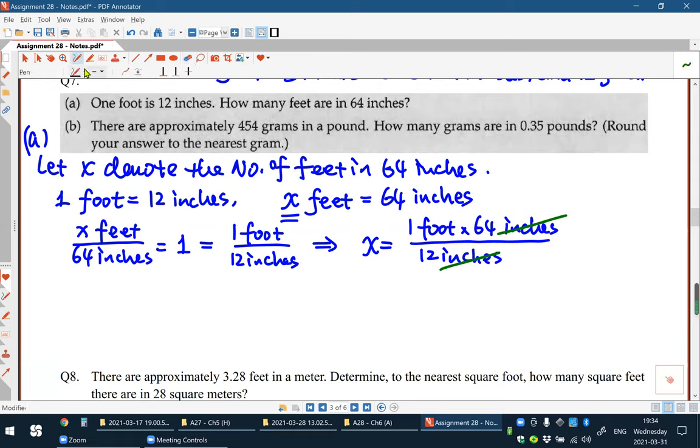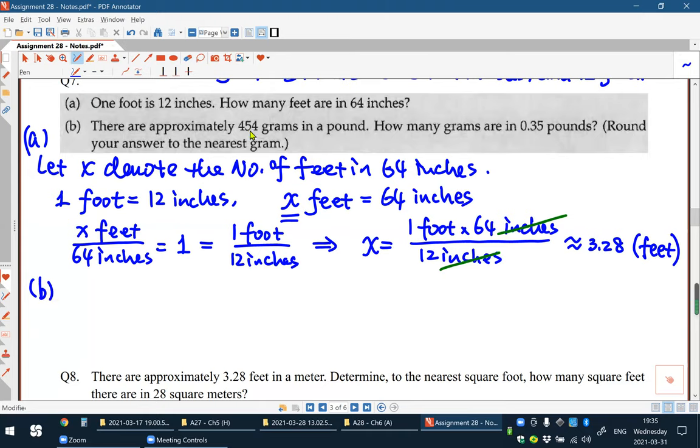And here we know that the number should be 60 over 12, which is approximately 3.28 feet. Okay. Any questions here? No? Okay, so let's have a look at question 8.